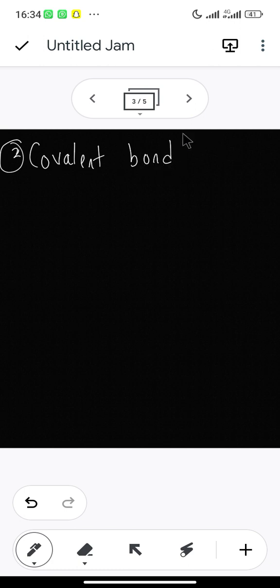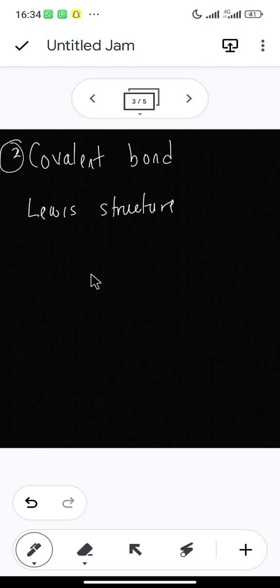Now, before we talk about the covalent bond, there's something that we need to do first. It will help us understand when we want to draw diagrams, and that thing is called the Lewis structure. The Lewis structure is just used to show how atoms are attached to each other in a molecule. Don't worry, we're going to see.